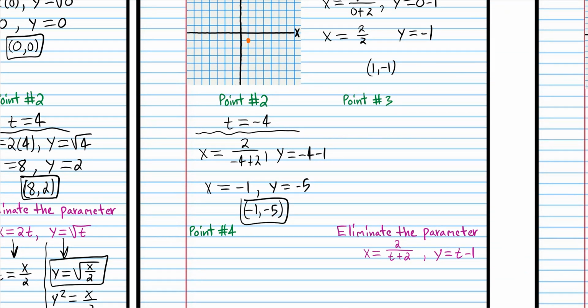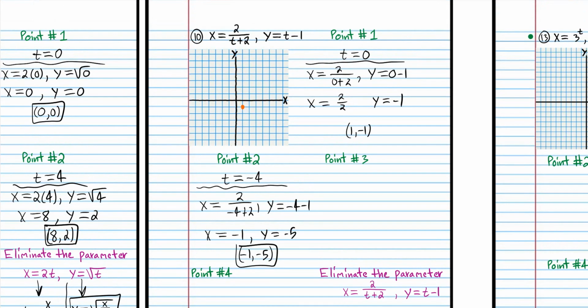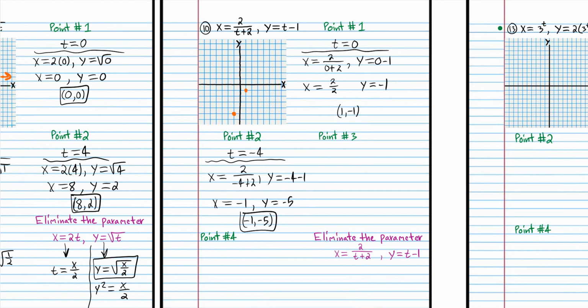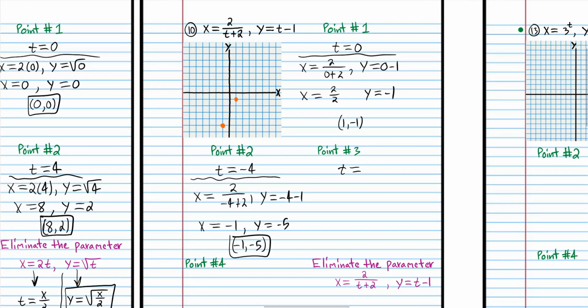So -4 plus 2 is -2, and 2 divided by -2 is -1. So we have that point there. And let's choose t is equal to... remember, we can't choose -2. Let's say maybe 4.